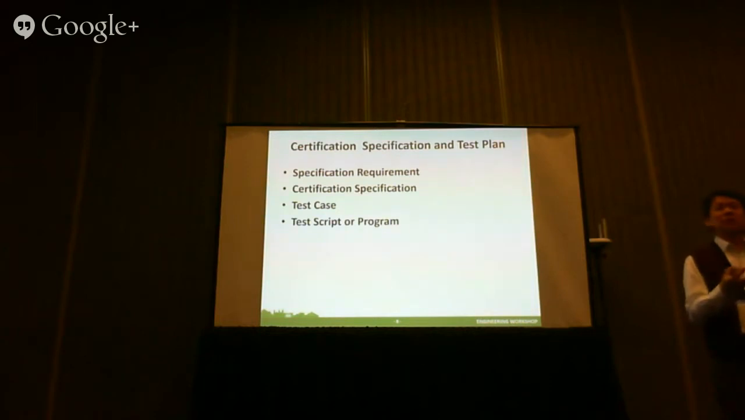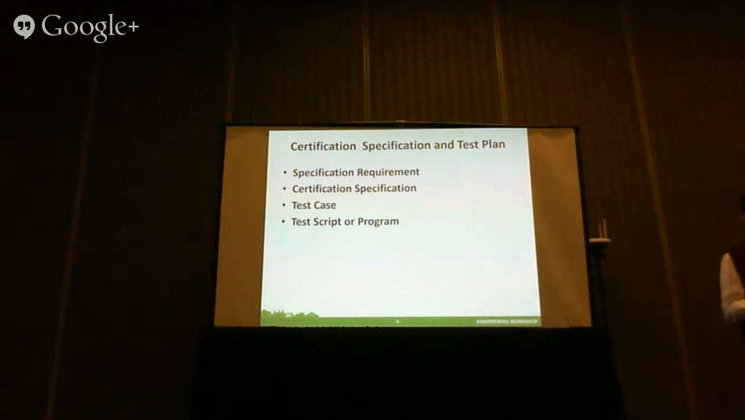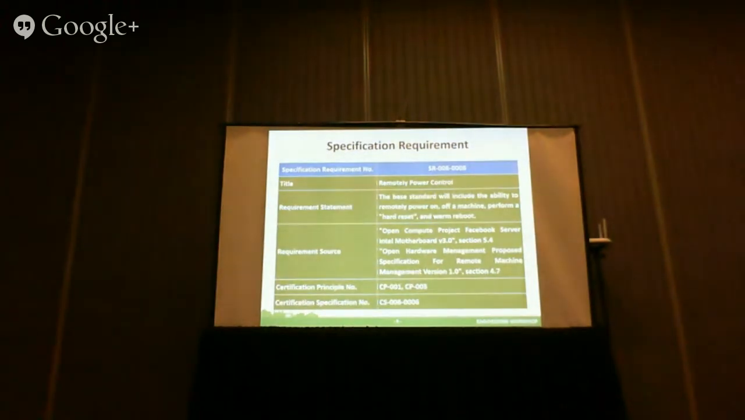We work from our perception of the OCP server stack and come out with the certification spec, which describes what we will check. We also come out with how we check these items, in the test case section. So basically, the spec requirement describes why we check this item, the certification spec describes what we will check, and the test case describes how we check this. And we have the testing script. Let's just use this as an example.